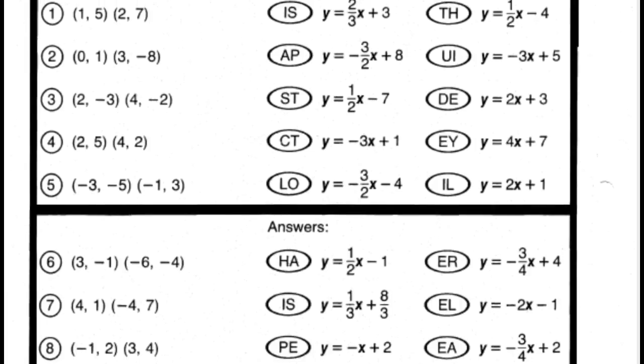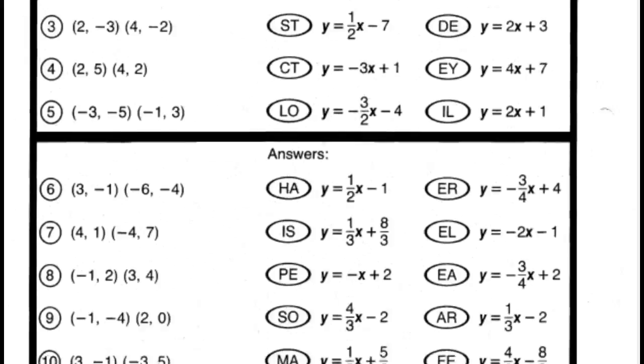So first one is 1 comma 5, 2 comma 7. So I'm going to write that out. I'm going to do like a 2-column setup. So first thing, I'm going to find the slope. Now there's 2 ways of finding slope. I'm going to show you one way on number 1, another way on number 2.